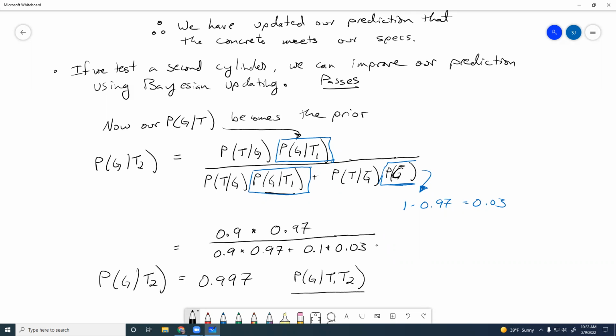Any other thoughts or questions about that? The key thing is to remember, what are you updating? We know now that the probability that we have poor concrete has to be updated because we've done that test. That's new information. And the probability that we have good concrete has been updated because we already have that information from the previous step.